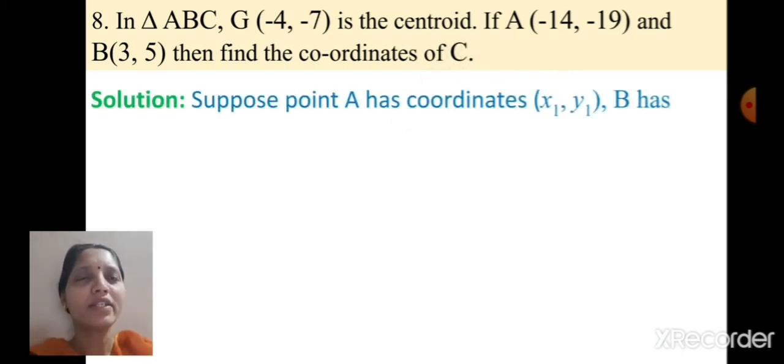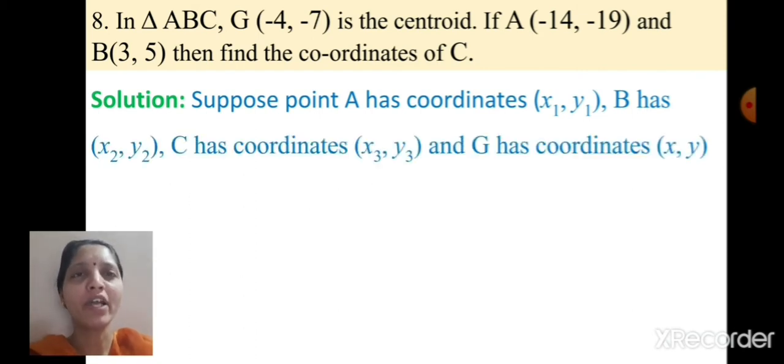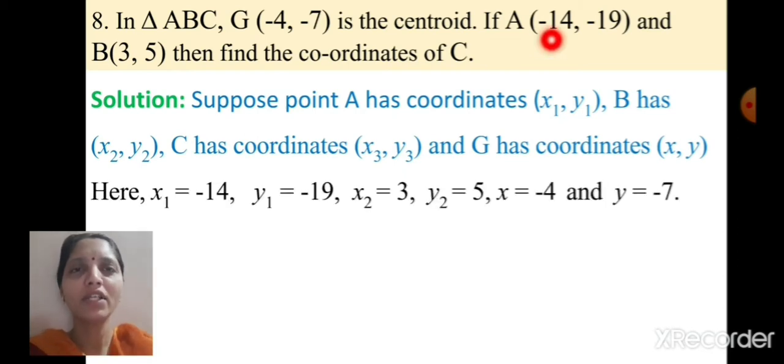So let's start with the solution. Suppose point A has coordinates x1, y1, B has coordinates x2, y2, C has coordinates x3, y3 and G has coordinates x, y. So what we have here, x1 is equal to -14, y1 is equal to -19, x2 is equal to 3 and y2 is 5. Now x3 and y3 we have to find out. And what is the value of x, that is coordinates of point G? x is -4 and y is -7.